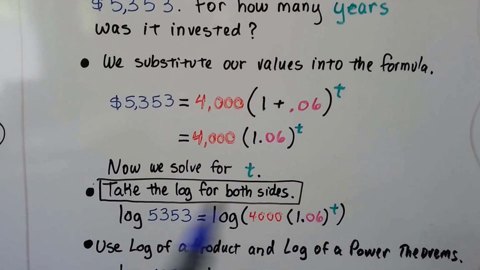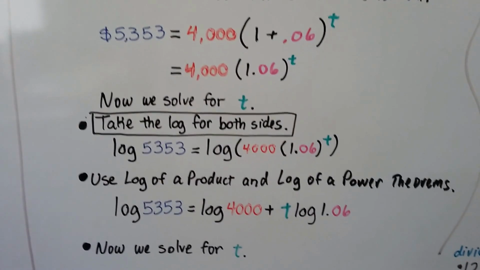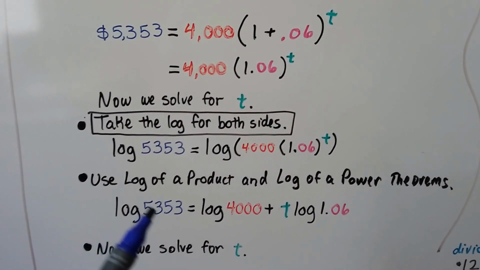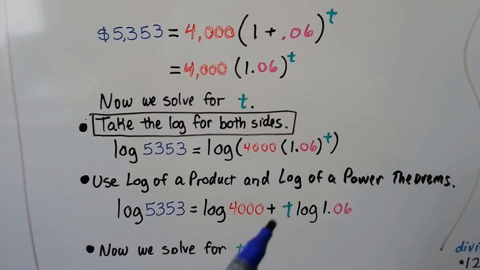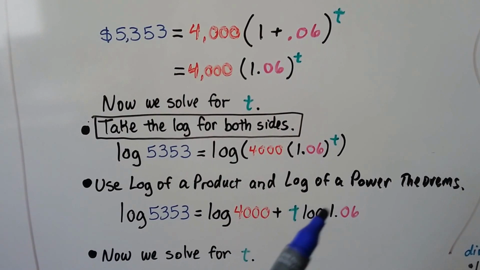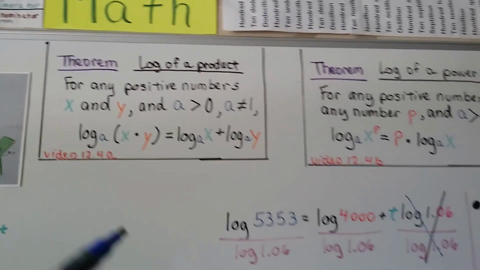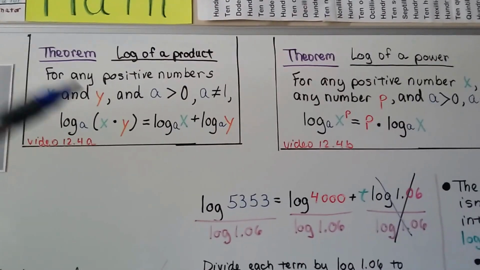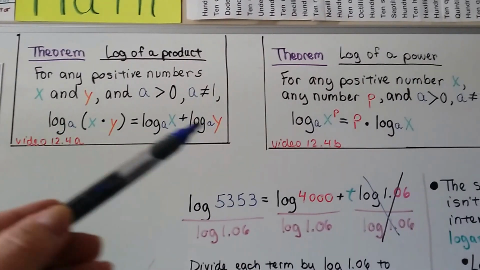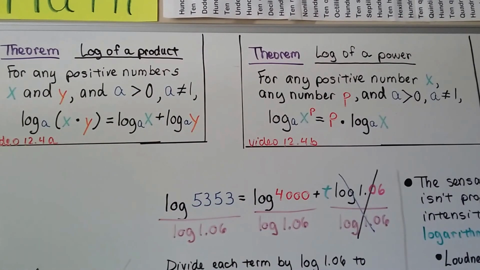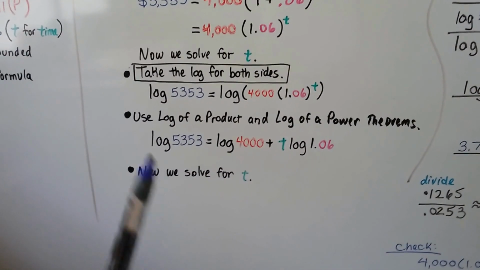We're going to take the log of both sides of the equation, and use the log of a product and log of a power theorems. We get log 5353 equals log 4,000 plus t times log 1.06. So, and we solve for t. If you remember back from 12.4a and 12.4b where we talked about this log of a product, these factors become addends and this exponent gets put in front to be multiplied by the log, okay? So that's what we're going to do for this, okay?